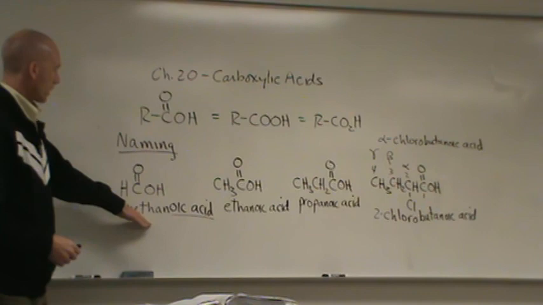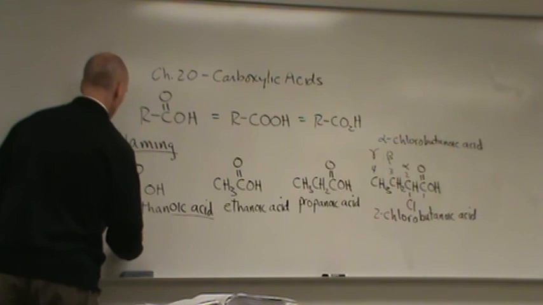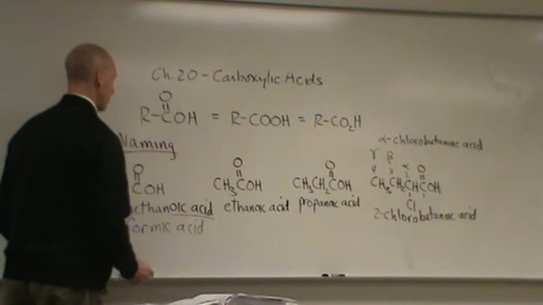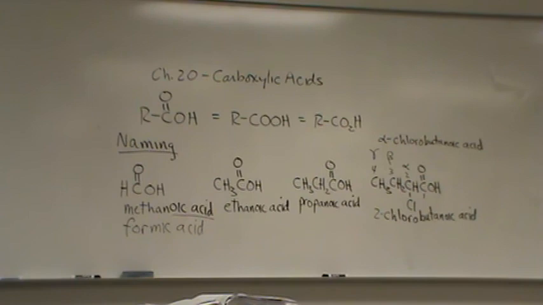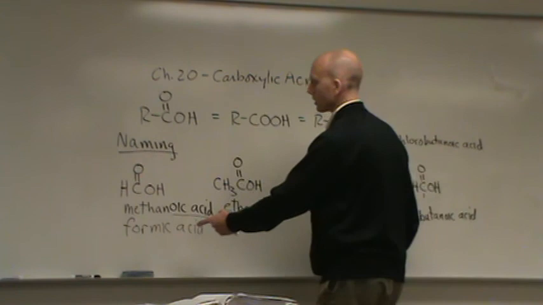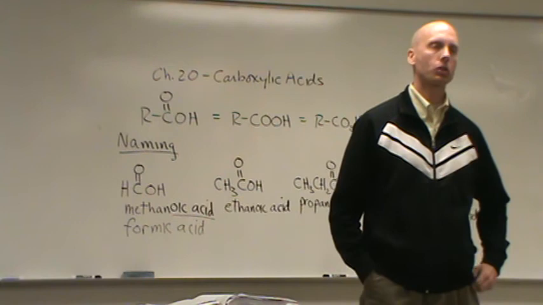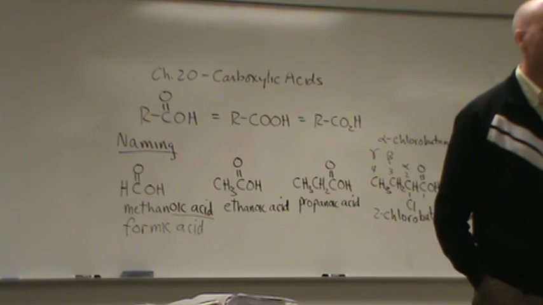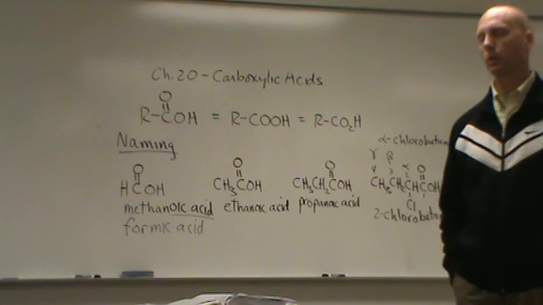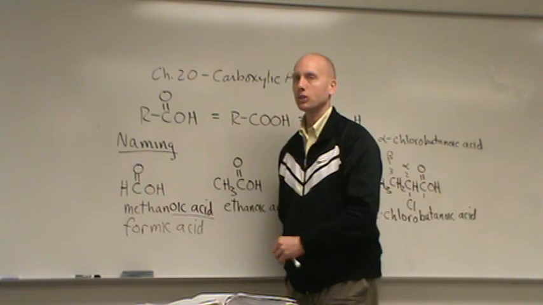A couple of trivial names here. Methanoic acid is also called formic acid. Anybody know why it's called formic acid? The word formic is Latin for ants. So where do you think formic acid is found? What kind of ants? Red ants. Fire ants. So that's where scientists originally got this acid. They would take red ants and boil them and get their acid and then do some chemistry with it.